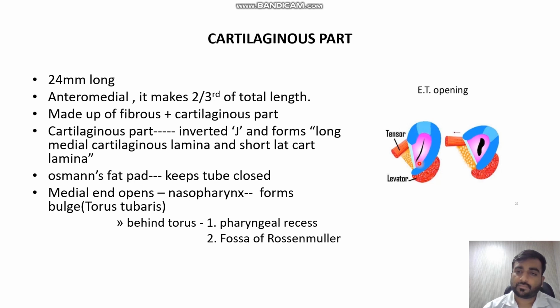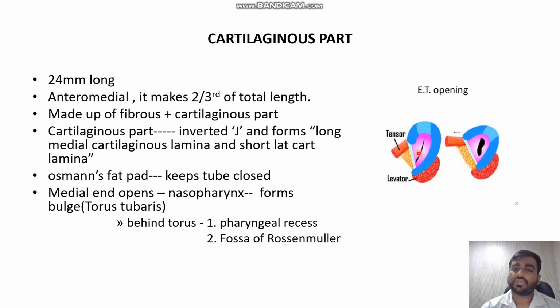This is a fibrous membrane. This is the Ostmann pad of fat, and there are two muscles attached to the two laminae. At the medial lamina, there is the attachment of the levator veli palatini. At the lateral lamina, there is the attachment of the tensor veli palatini.